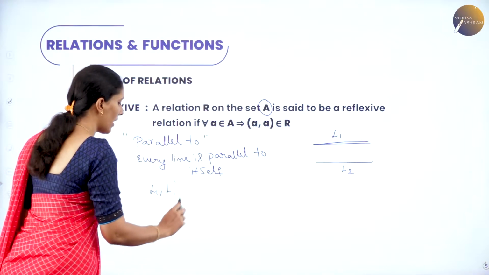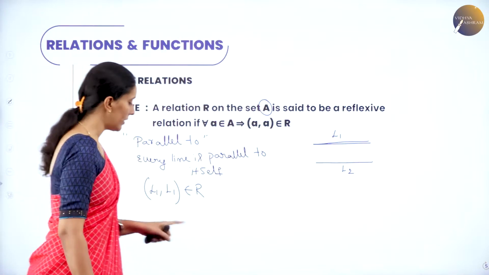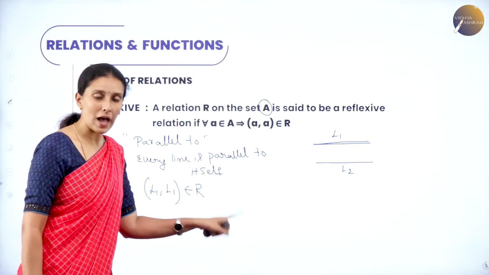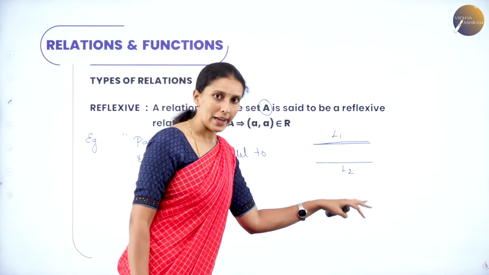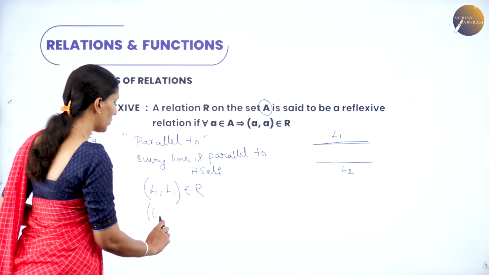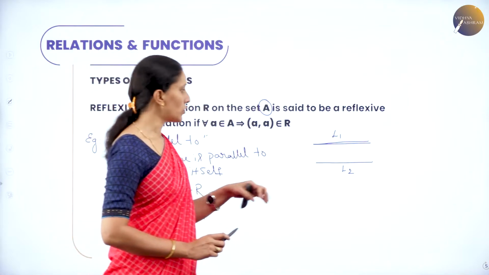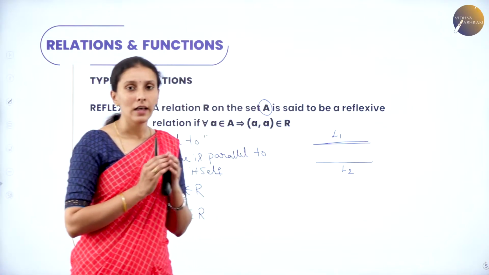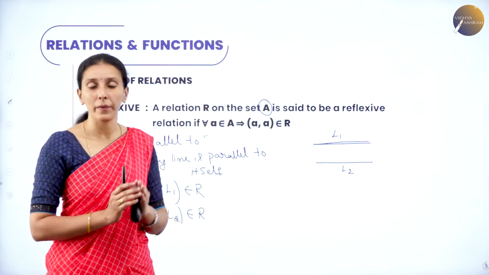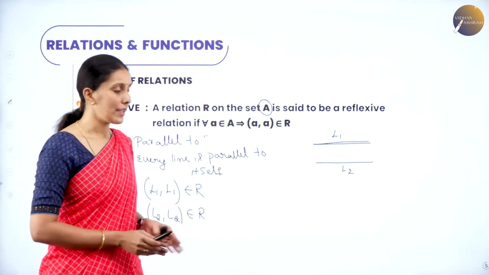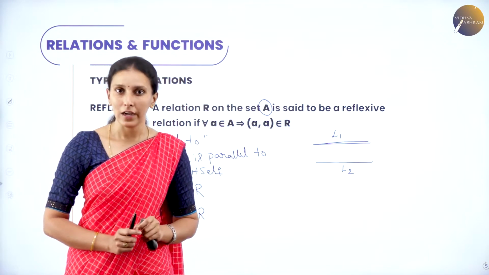L1, L1 belongs to R. If L1 is an element in A, then (L1, L1) belongs to R. Similarly, we have (L2, L2), because L2 is also parallel to L2. So, how many lines will be in the set A? All the lines are parallel to themselves. Hence it obeys the property of reflexive. Hence, we say the relation "parallel to" is a reflexive relation.